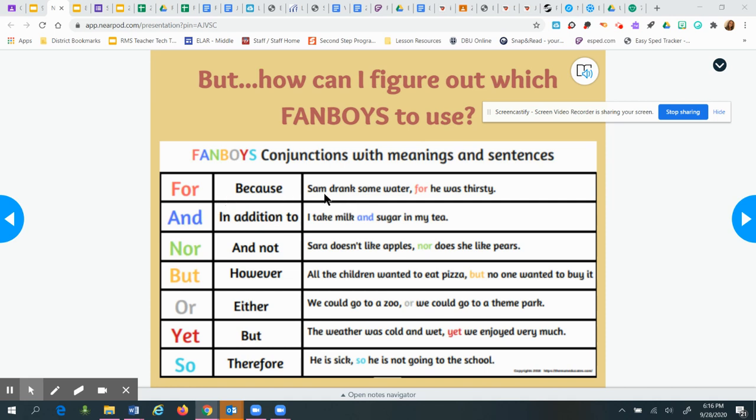So, for example, Sam drank some water. That could be a sentence on its own. He was thirsty. That could be a sentence on its own. I'm going to use for here just for the simple fact that I could replace it with because. So if I said Sam drank some water because he was thirsty, to make this a compound sentence, which they will be looking at for the STAR test on writing, I'm going to add that comma, and instead of using because, I'm going to use for. So these are your other words that you could use that will give you hints on which fanboy to use.